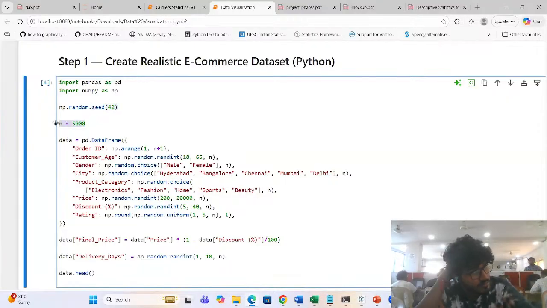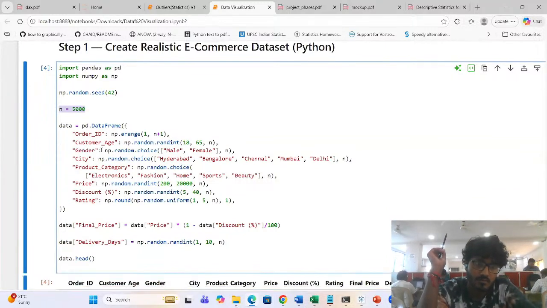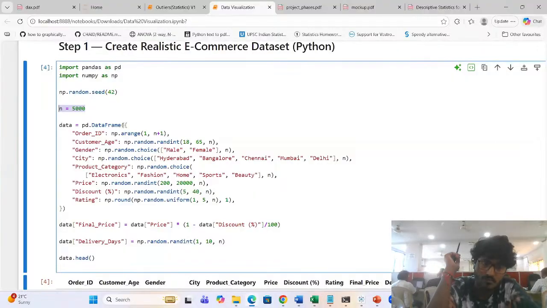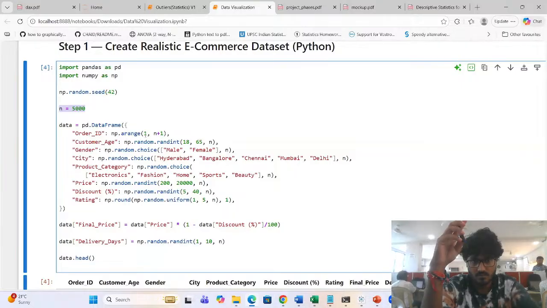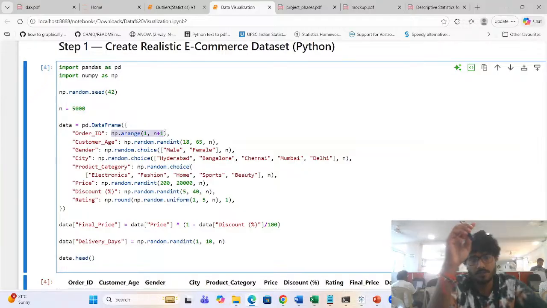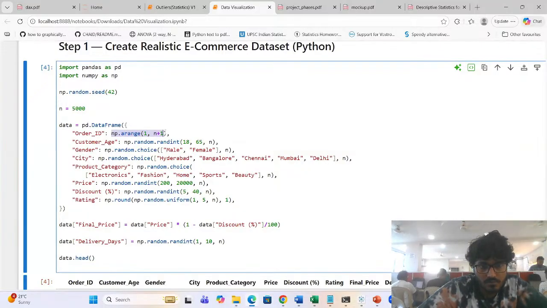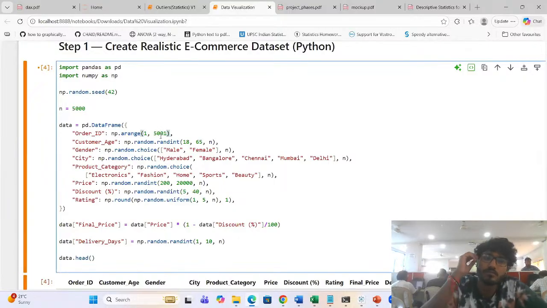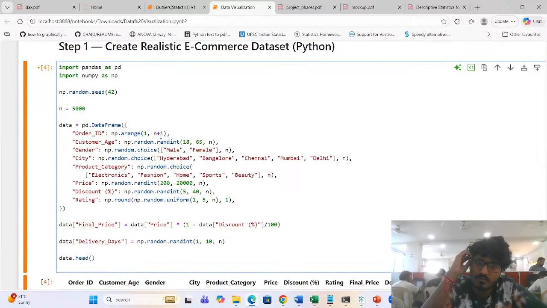Next, n is equal to 5000 means I want to generate 5000 records. Let's see, I'm creating a data frame with pd.DataFrame. In the data frame, I want a column called order ID. Order ID is equal to np.arange(1, n plus 1). From NumPy, there is a function called arange, which will generate numbers from the given range 1 to 5001, meaning it will generate up to 5000. So how many order IDs do you have?